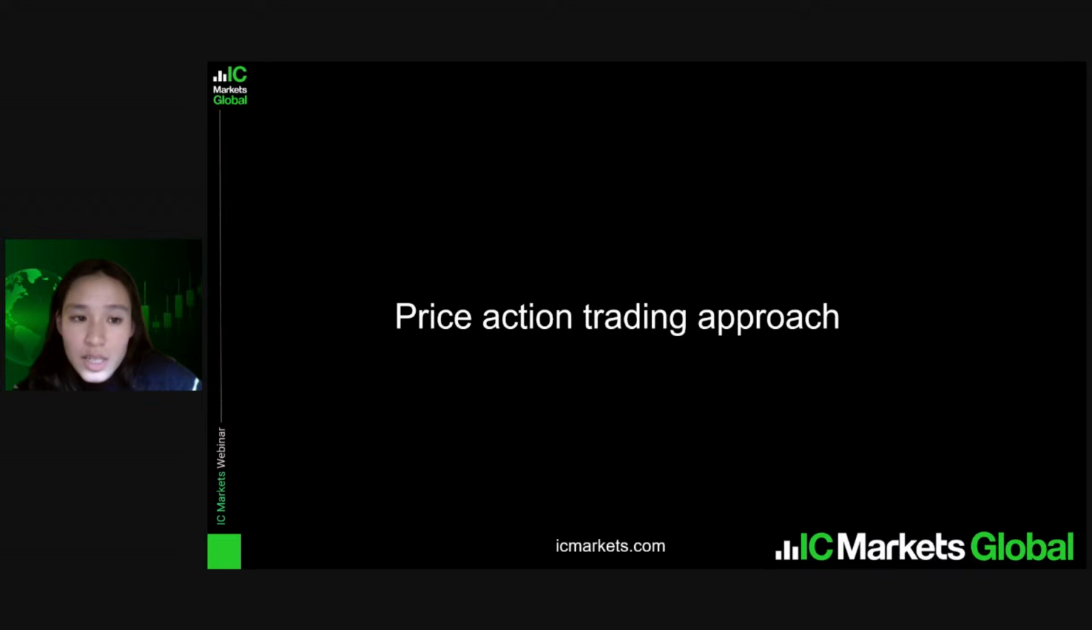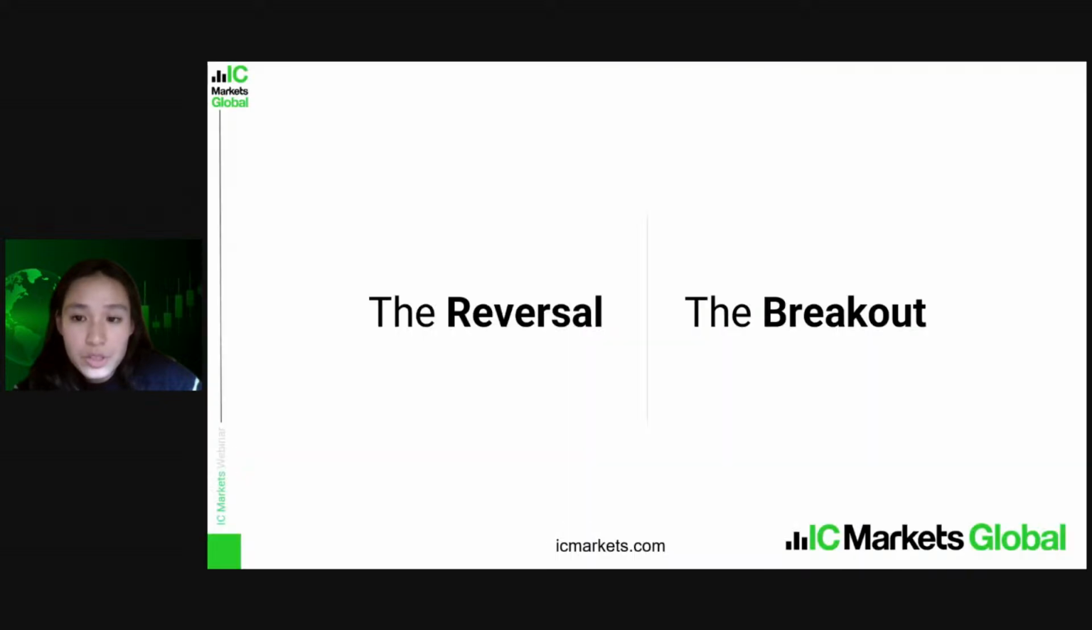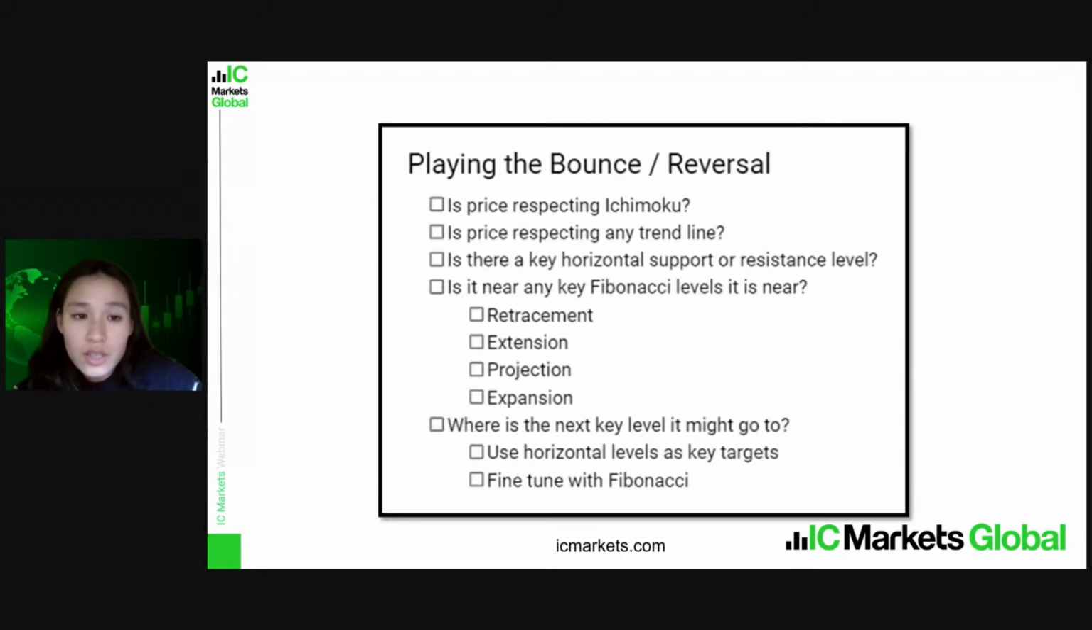Okay, so let's get started on our price action trading approach. There are two approaches to this. One, we have the reversal, and secondly, we have the breakout. So to start off, let's take a look at a checklist or a guide to how you can play the reversal or play the bounce.